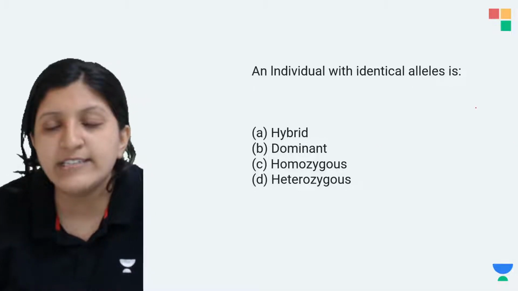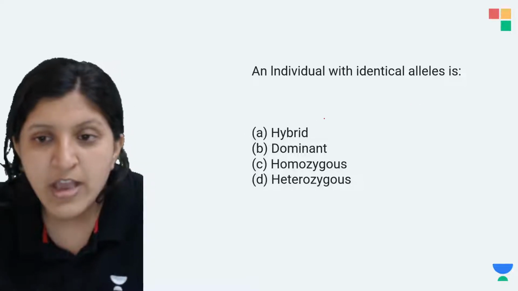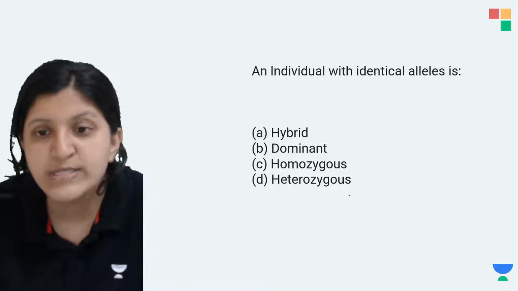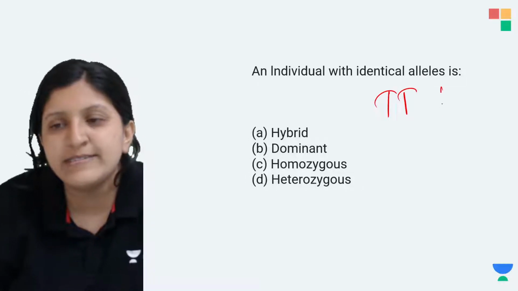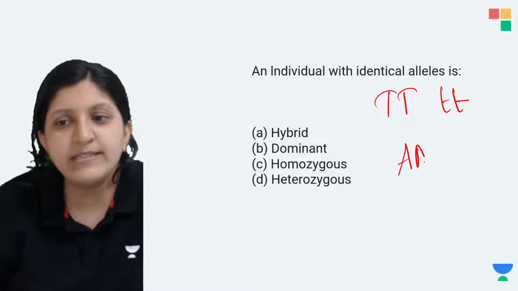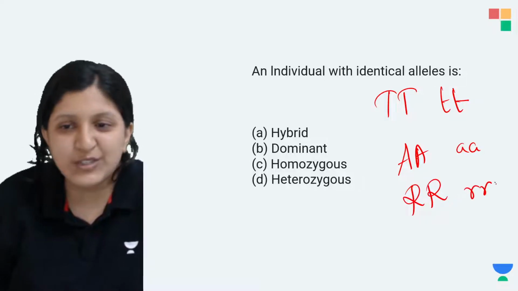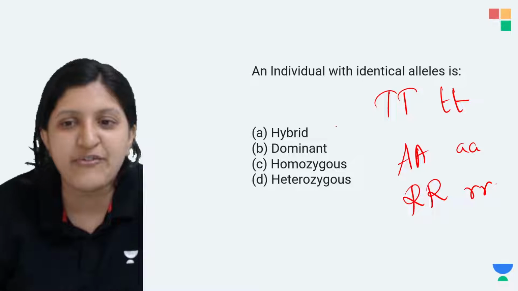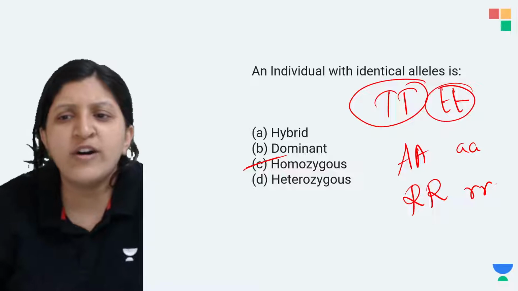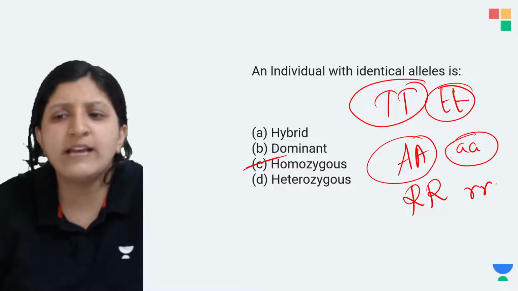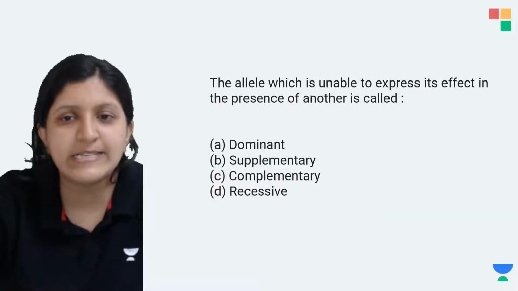An individual with identical alleles is hybrid, dominant, homozygous, or heterozygous? So what is an identical allele? This can be this and this, or this and this; any of them, when identical alleles are found, is called homozygous. So for any character, tall or dwarf, eye color, or tongue rolling, if both are the same, that is homozygous.